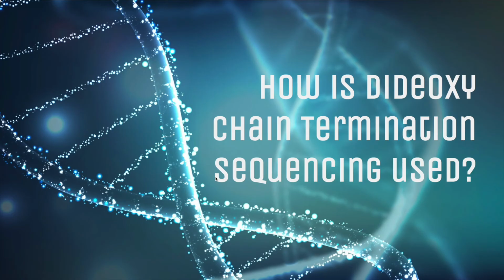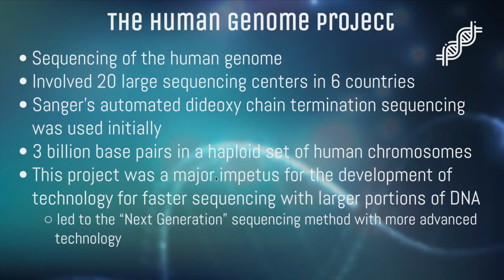How is dideoxy sequencing used? As the first automated sequencing method, it was used in the Human Genome Project. This project sought to sequence the human genome, and 20 large sequencing centers in 6 countries were involved in it.